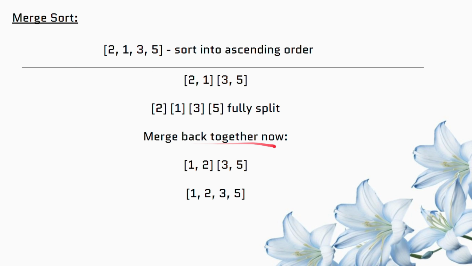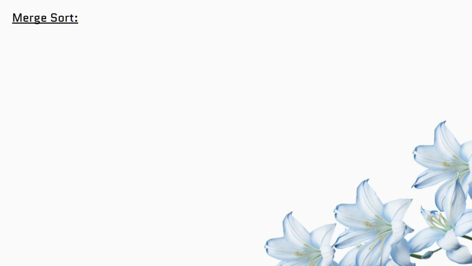And then we need to merge it back together. We need to merge the same way that we split it. But as we're merging them back together, we are ordering them. So we merge this into this, but we now order it to 1, 2. We have 3, 5, the exact same. Then we merge these two lists together, ordering them to 1, 2, 3, 5.